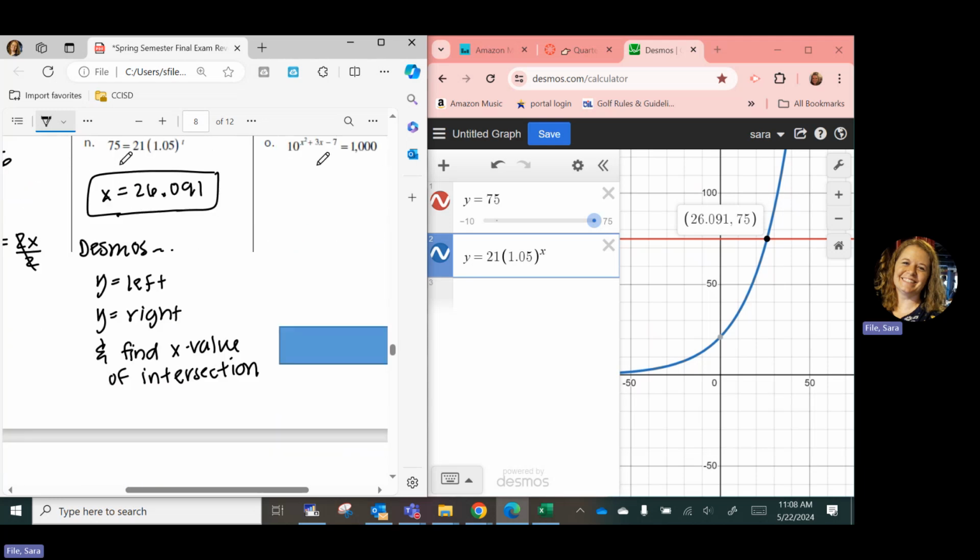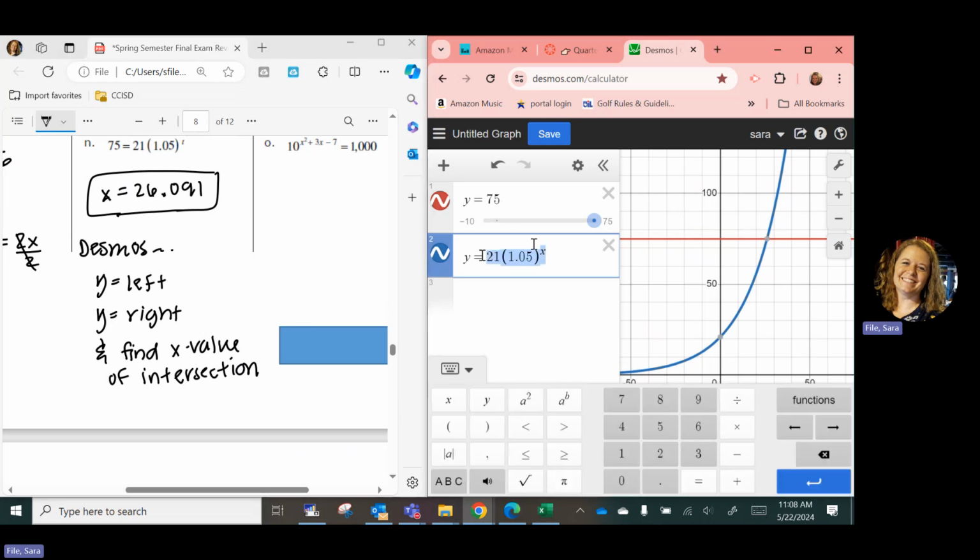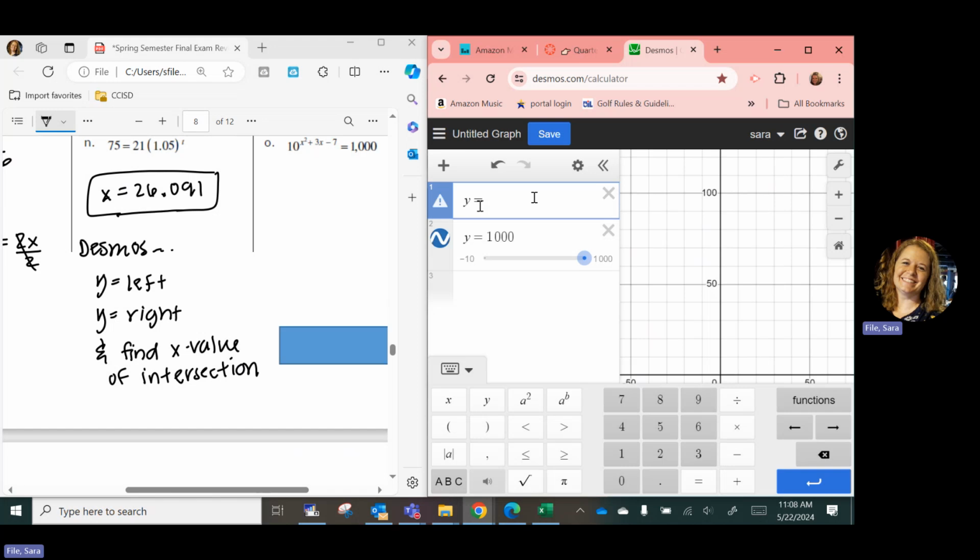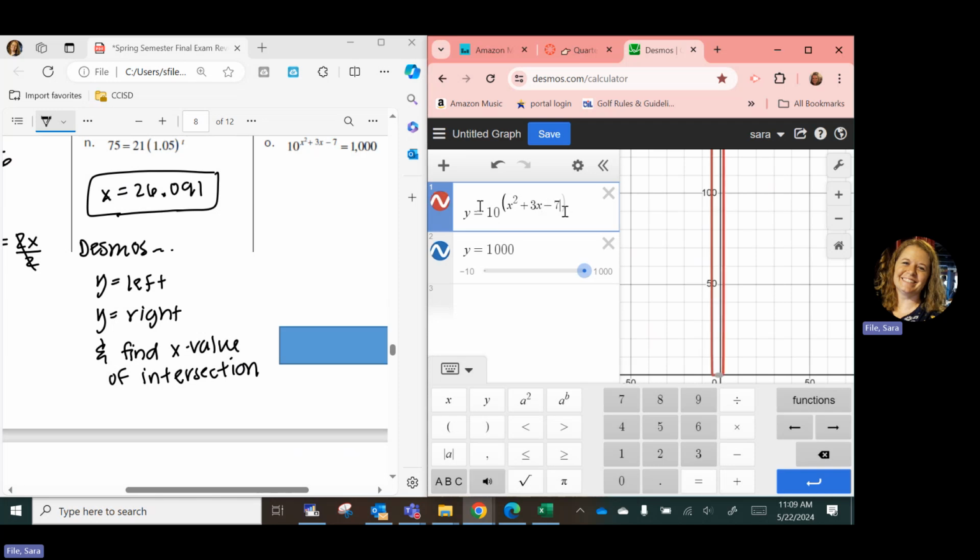Okay, for O, the right side is 1,000. The left side is 10 to the power. Now, some of y'all are struggling getting more than one thing in your exponent. It's your cursor automatically bumping you out. Just use parentheses, and then everything you type inside there will be up in the exponent. So it's x squared plus 3x minus 7, all in the exponent. And I'm looking for where these intersect.